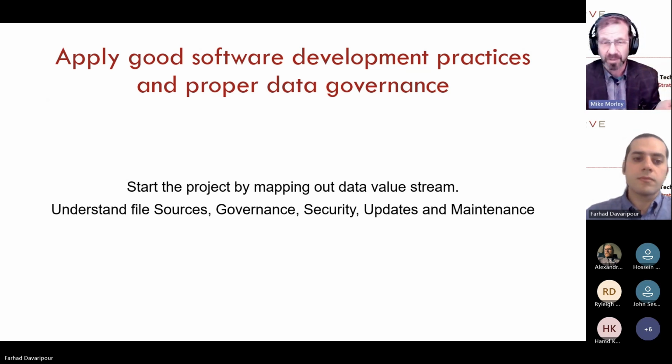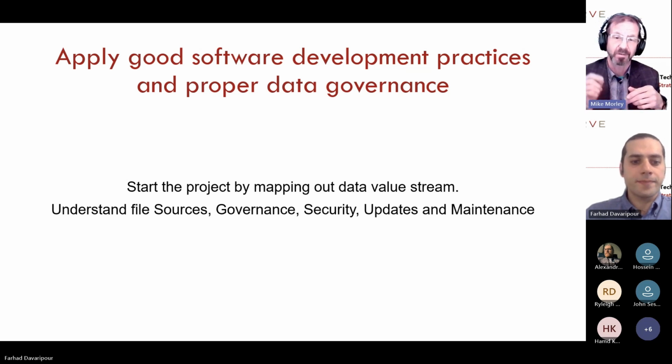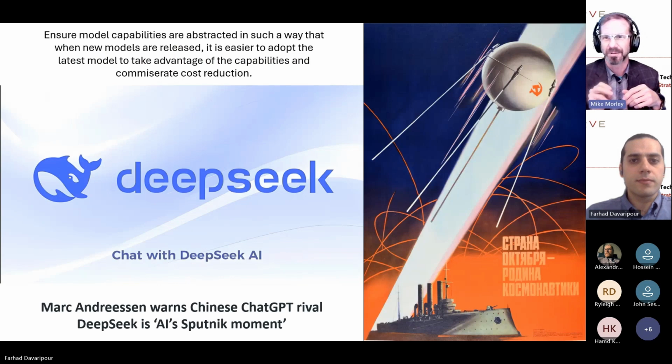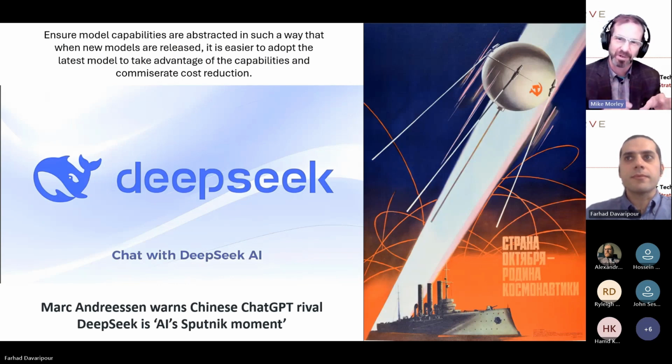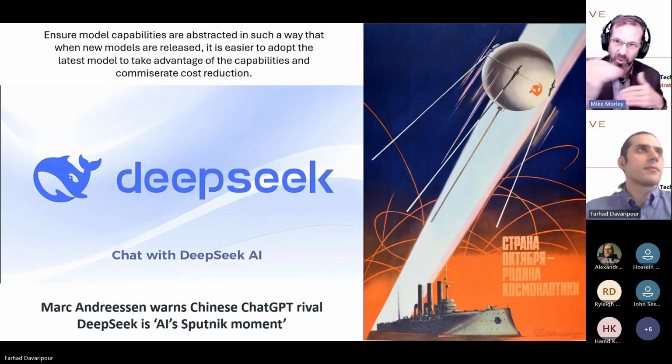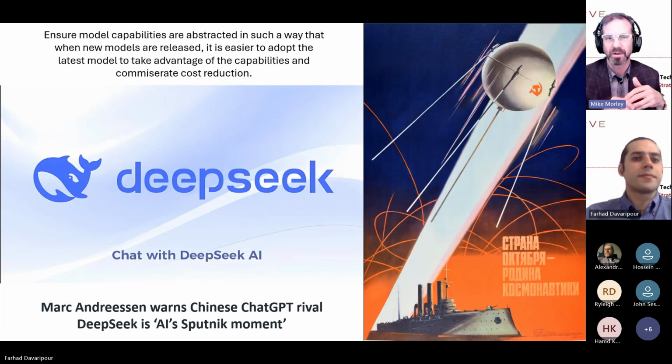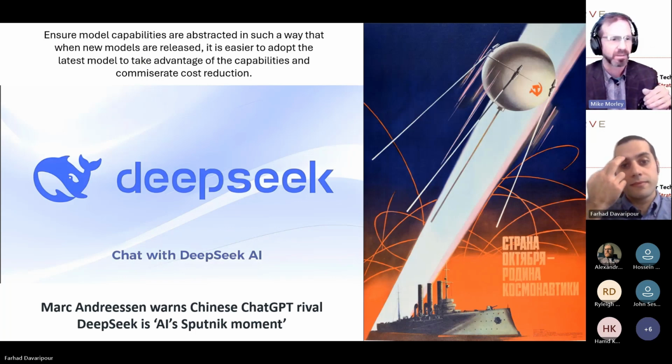To reference the DeepSeek thing specifically on the next slide, the other really important thing is to make sure that you're abstracting out the model piece from the framework that's doing all this processing, so that when new models come out, you can just drop them in and get access to those capabilities without having to change everything else around it.